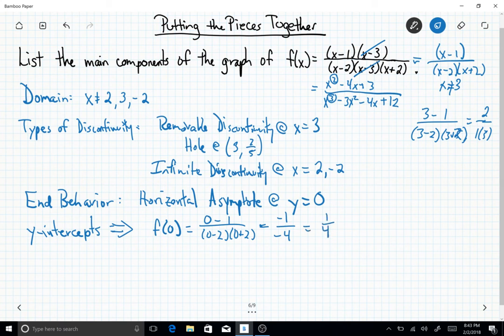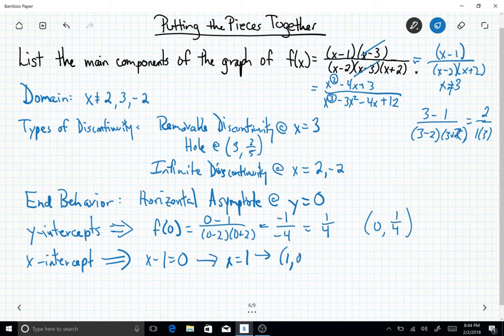Okay, that means 0, 1/4 is your y-intercept, and then your x-intercept would be given by just when the numerator equals 0. We'll notice x minus 3 is out because it's a hole, it's a removable discontinuity. So we're just looking at when x minus 1 equals 0. That implies that x equals 1, or the point 1, 0.